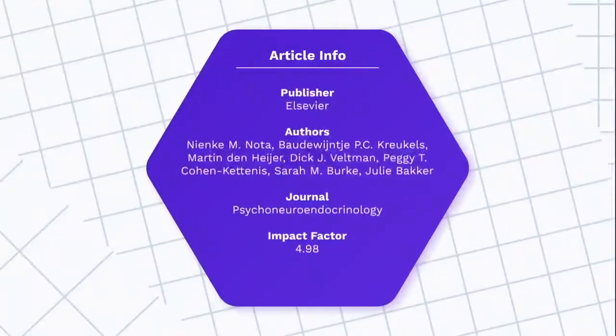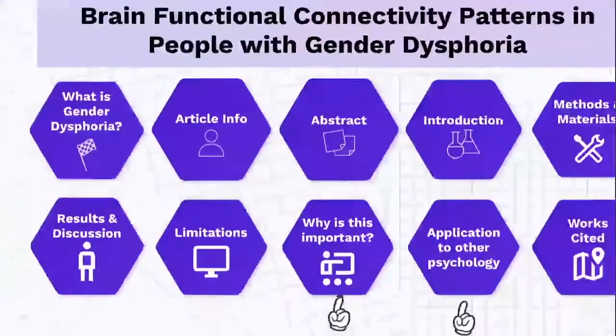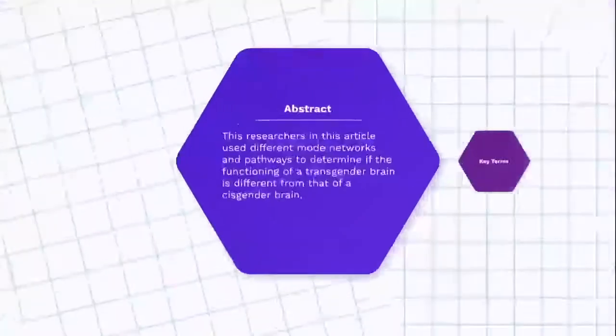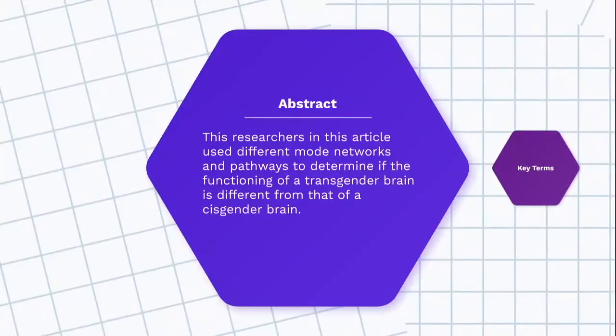Next, we have the article info with the publisher, authors, and journal, the Psychoneuroendocrinology Journal, with an impact factor of 4.98. Now, getting into the article itself, we'll start off with the abstract.